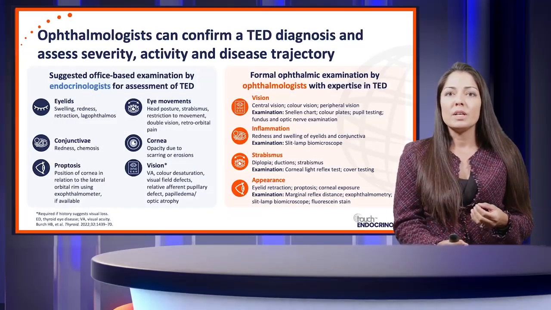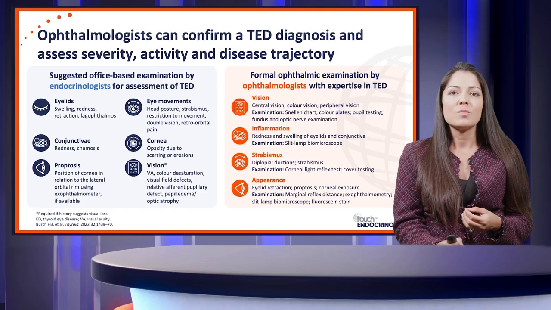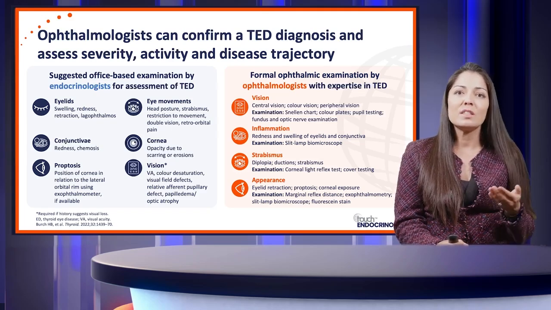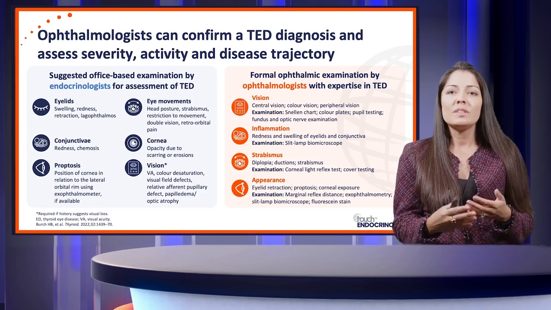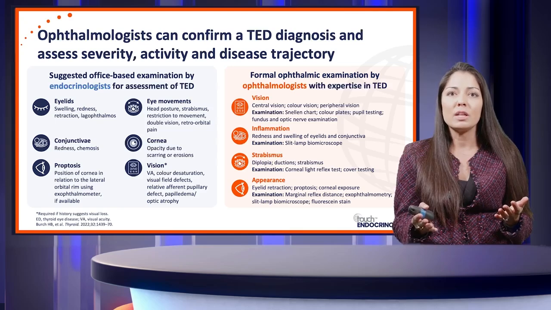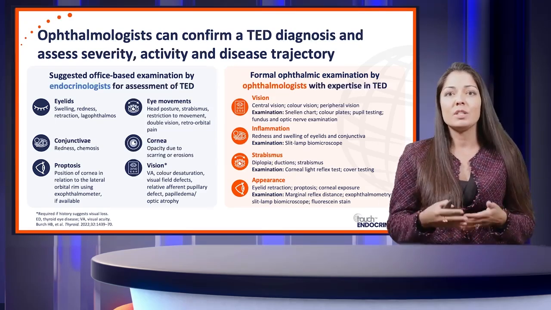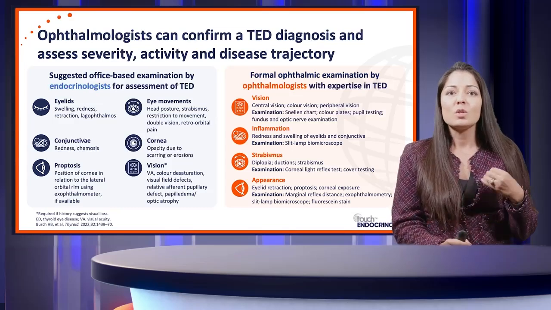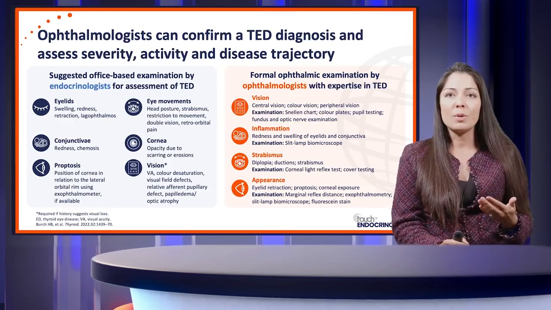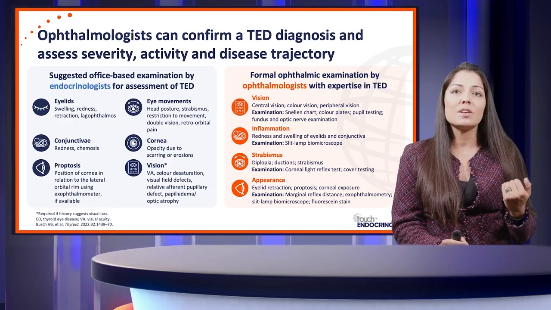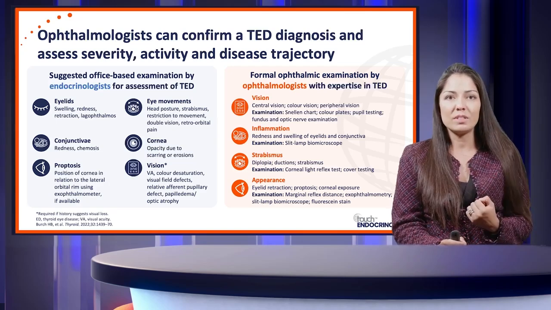Ophthalmologists can confirm a diagnosis of thyroid eye disease and can assess the activity and the severity of the disease. But this disease is typically evaluated by multiple colleagues, by endocrinologists, by non-ophthalmologists, and by ophthalmologists. So an endocrinologist or a non-ophthalmologist can do many things in their clinic to help diagnose this disease.